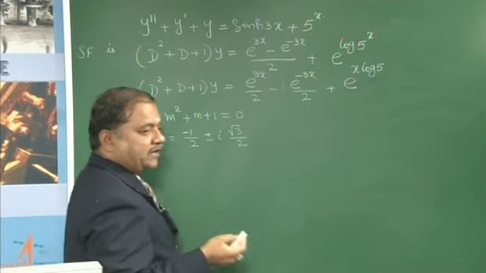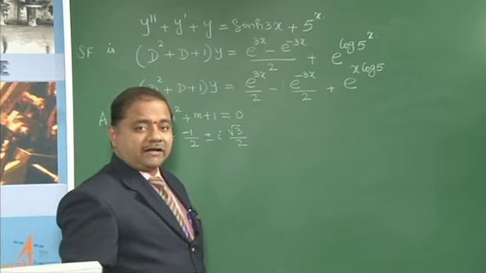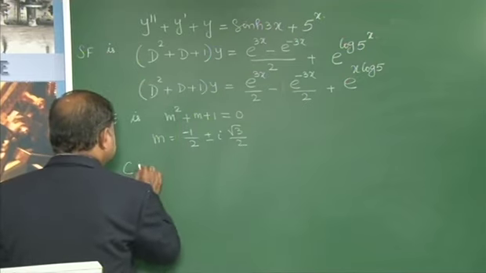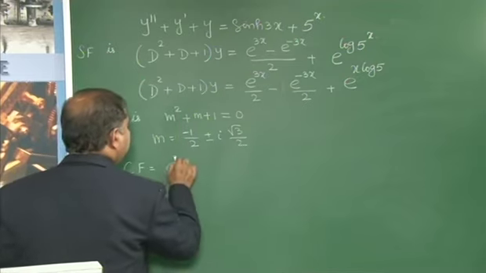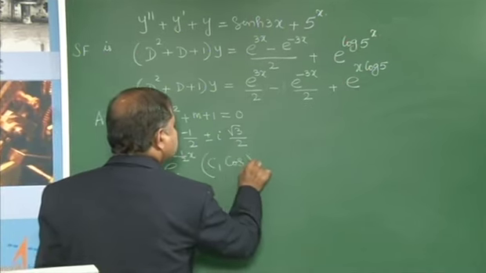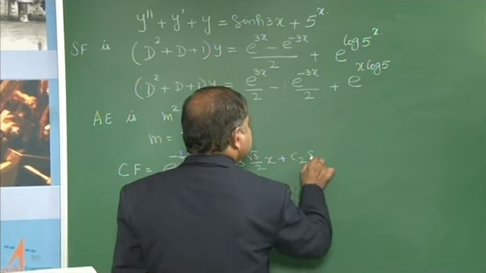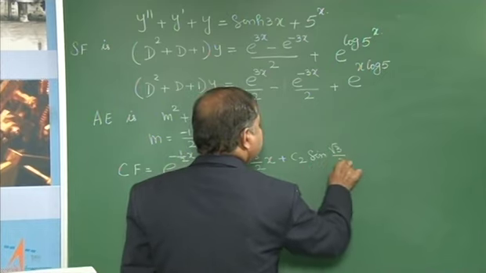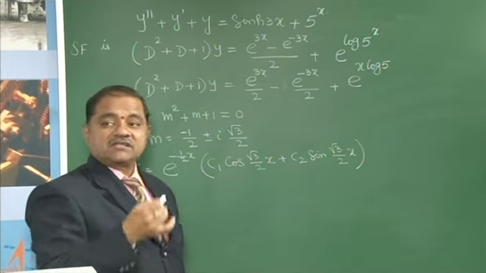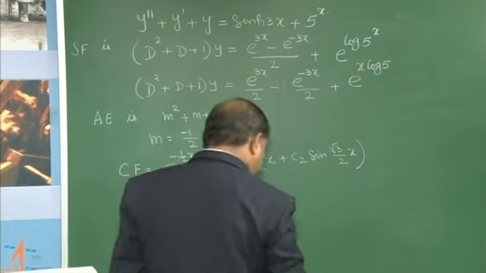By any way you can find, in all my classes I keep on telling this, whether you want to factorize it or use calculators, whatever the method, we want only the roots. Then what is the complementary function? e^(−x/2) [c1 cos(√3/2 x) + c2 sin(√3/2 x)]. This is the complementary function. As we have done in the previous problem, find PI1, PI2 and PI3.